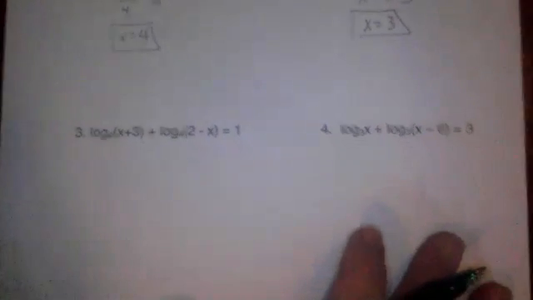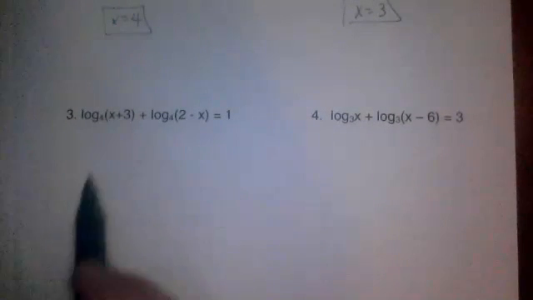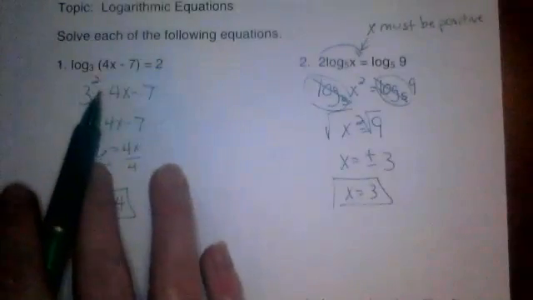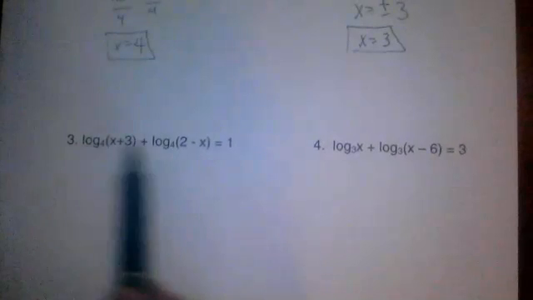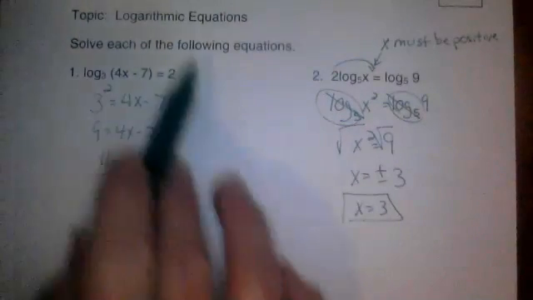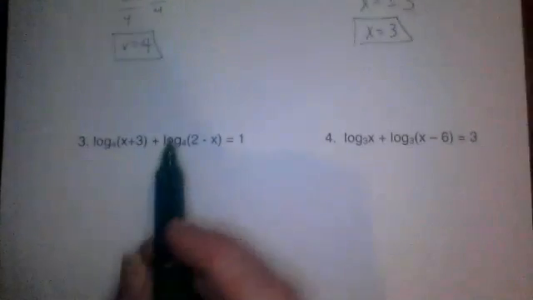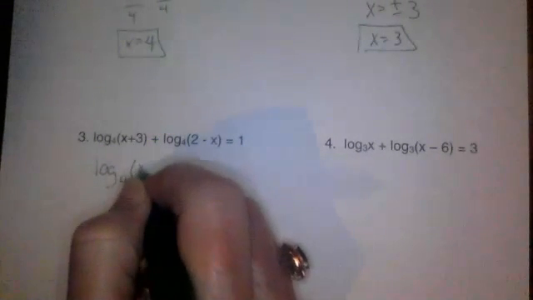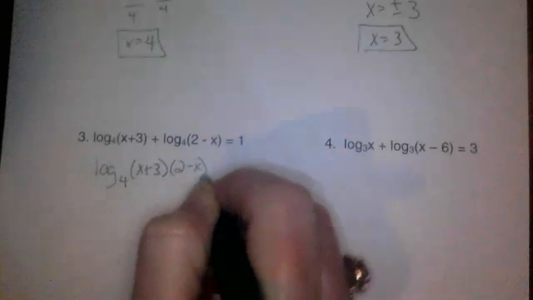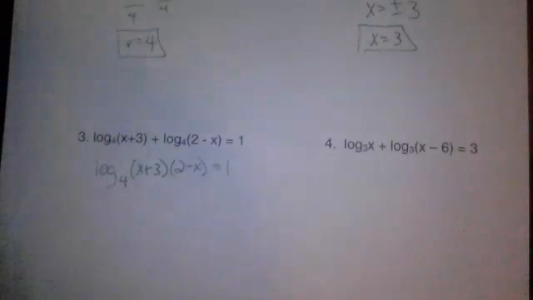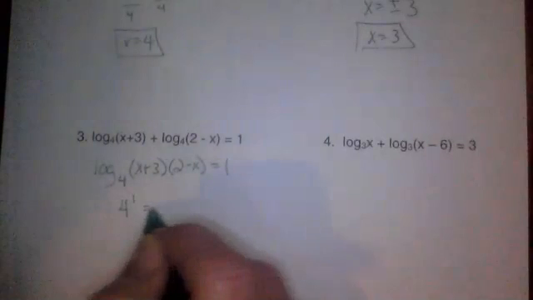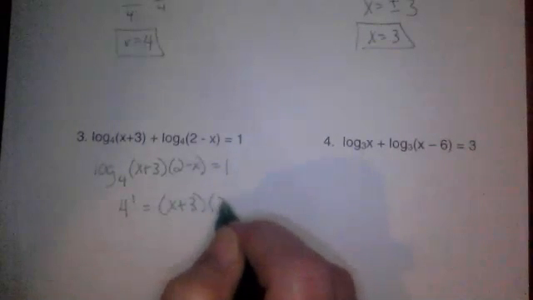All right. Then we come to the kind of problem where we have a couple of logarithms with a number. We're going to treat it just like number 1. However, we need to combine the logarithms together before we do anything else. You can only have a single logarithm before you can rearrange the problem. So to combine these, it's addition. We're just going to multiply. So we have log base 4 of x plus 3 times 2 minus x equals 1. And then we can rearrange because now it's just like number 1. We'd have 4 to the first power equals x plus 3 times 2 minus x.